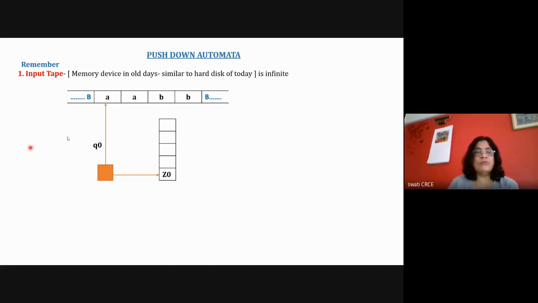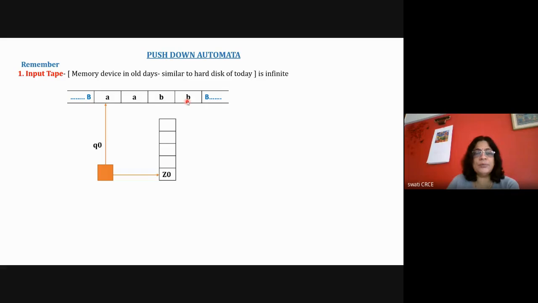Whenever I say the word push-down machine or push-down automata, always remember this particular diagram in front of you, where we have an input tape, which is an infinite tape, and your input word, the word of the language A raised to n, B raised to n, is two A's and two B's. So the word of the language is stored on the input tape, and this is the input word on which this machine is going to work.